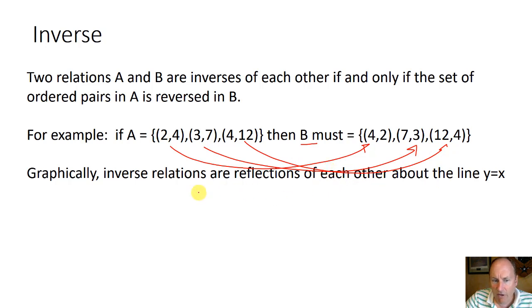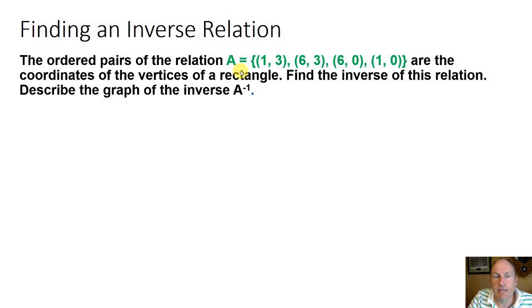As you might expect, graphically, inverse relations, since they're switching the x and the y coordinates, are reflected across the line y equals x. Let's look at an example.